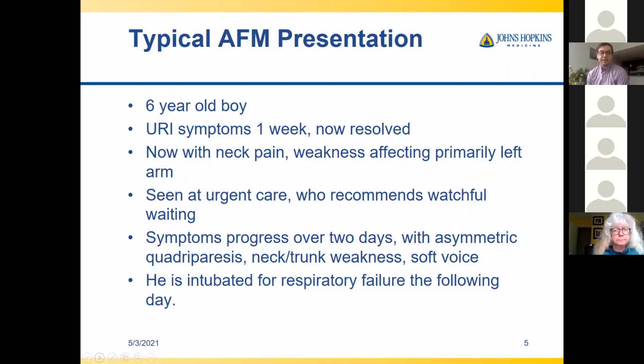And over the last couple days, his symptoms have progressed in a profound way with asymmetric quadriparesis, neck and truncal weakness, and a soft voice. You sent him to the ICU and he is intubated for acute respiratory failure the following day.